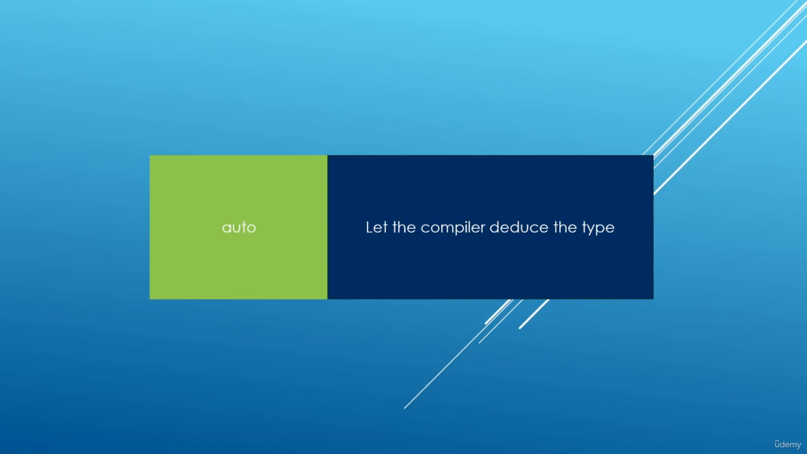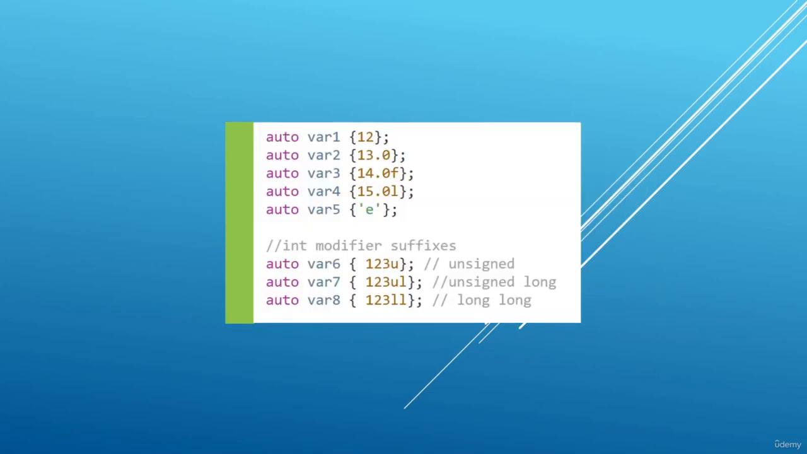So let's see how we can use this. Here we have an example where we are saying auto var1, and what we initialize this with is an integer. So the compiler is really going to try and guess the type of this thing, and that's the type it's going to assign to var1. This is what auto is really used for.